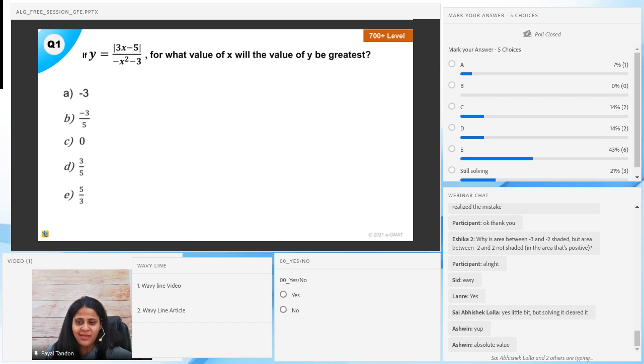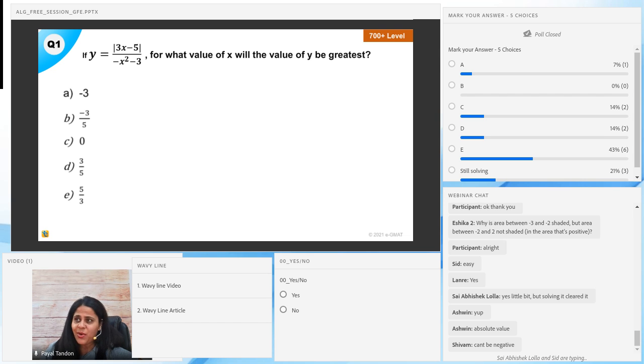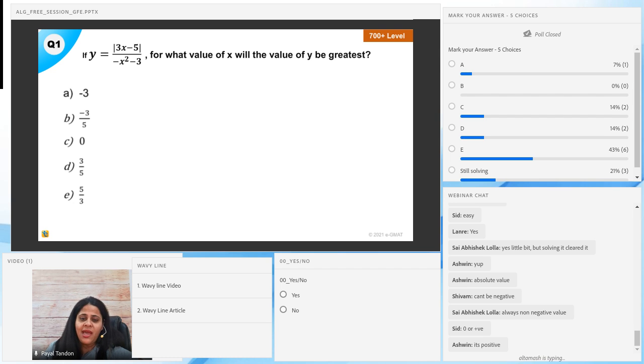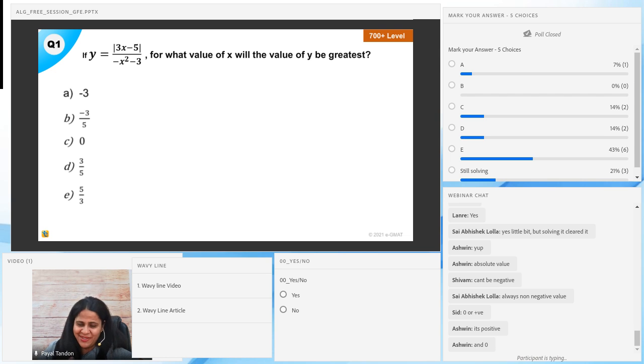Its absolute value, yes, but what do we know about it? That it's always non-negative. It can't ever be negative. Absolutely. Now, Ashwin, it's non-negative, so it includes zero as well. So important. Good. All right. Now, what can we tell about this denominator here? What do we know about this denominator?